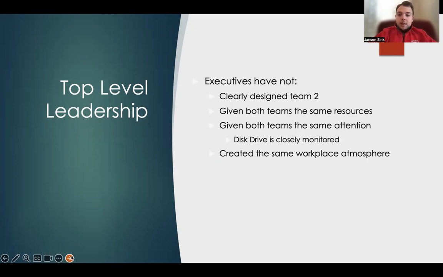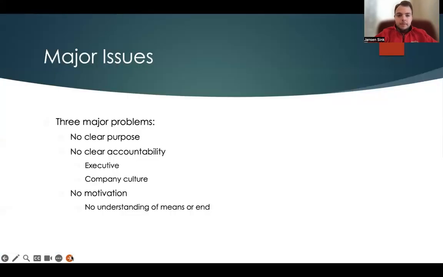Last thing that I put on there is that they have failed to create the same workplace atmosphere within both teams. One team has a great workplace atmosphere. The culture there is great. Everybody is striving to do well, and they've got a purpose and a goal, and they are hitting these markers. Fiber optics isn't hitting any markers, but quite frankly, they don't know what they should be striving for because leadership has not done their job.